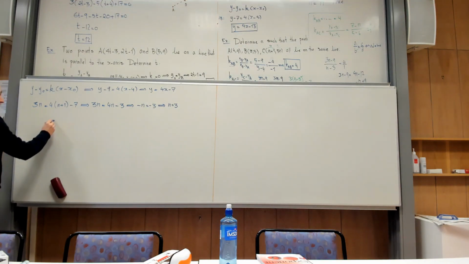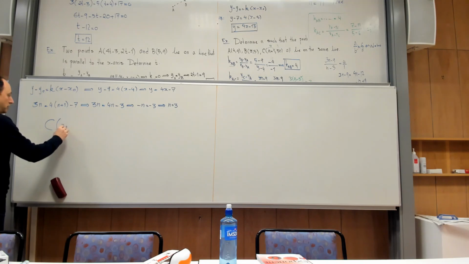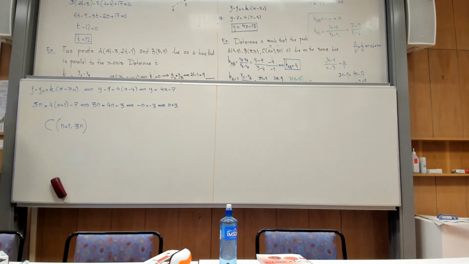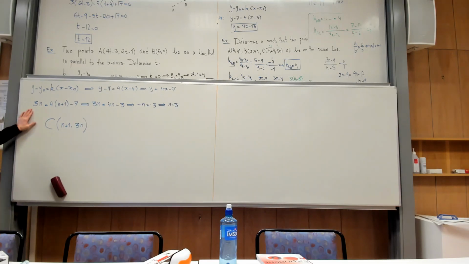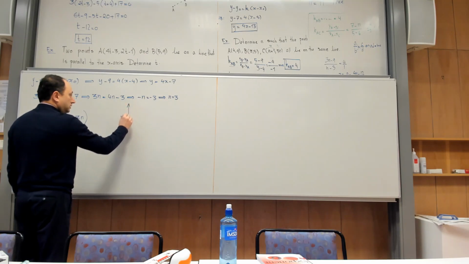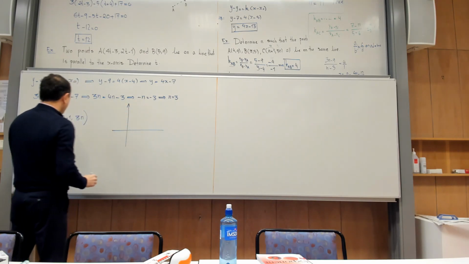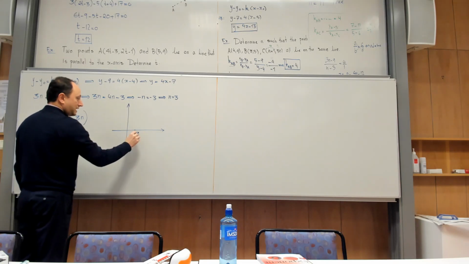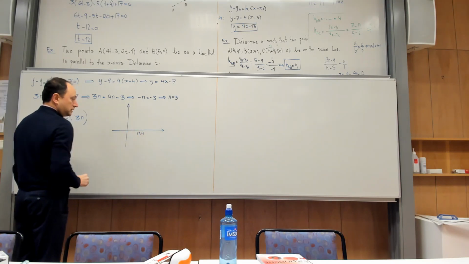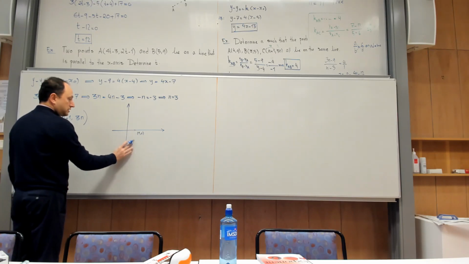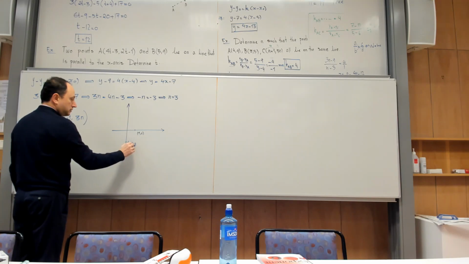So the point C is (n+1, 3n). Yes? According to GeoGebra, we saw that the locus of these points intersects the x-axis at the point (1, 0) and intersects the y-axis at (0, -3). We want to find an equation for this line.